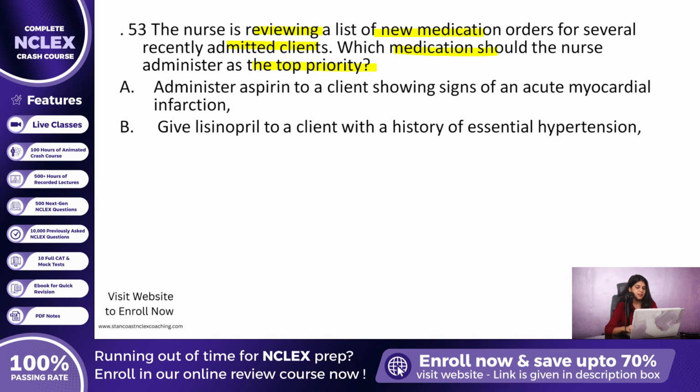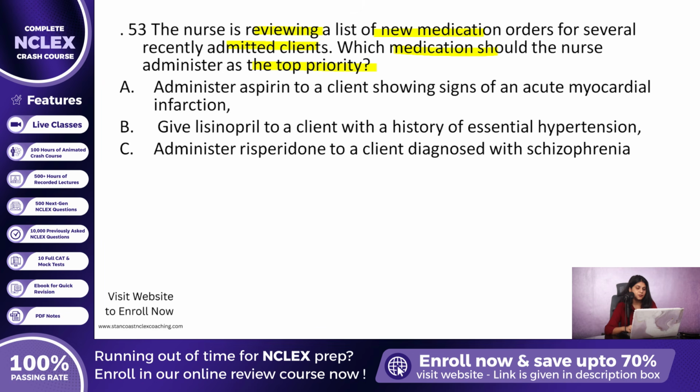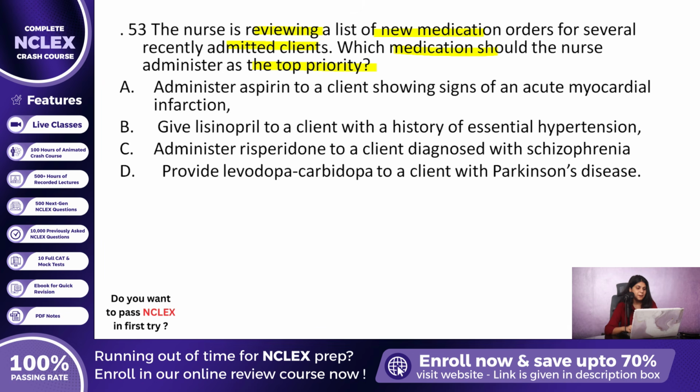C. Administer risperidone to a client diagnosed with schizophrenia. Or D. Provide levodopa, carbidopa to a client with Parkinson's disease. The correct answer is option A. Administer aspirin to a client showing signs of an acute myocardial infarction.